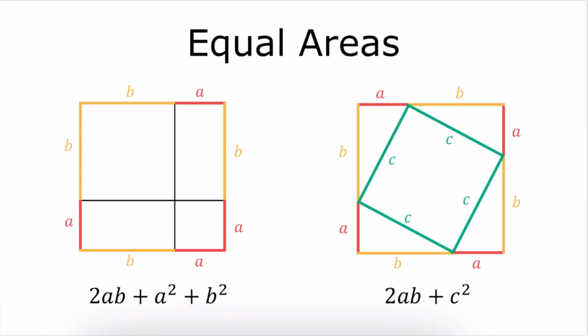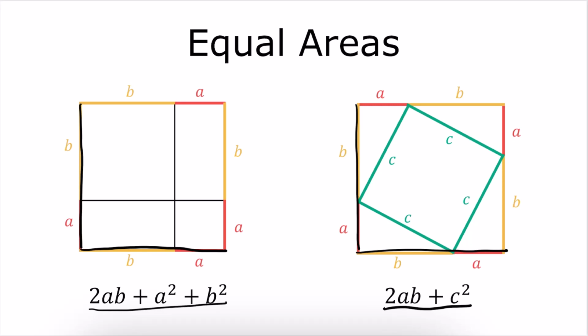And if we compare these 2 squares, notice that the side lengths of the squares are the exact same. So they both are a plus b, which means that the area of these squares are equal to each other. So in this case, we found the area to be 2 times a times b plus c squared. And in this case, we found the area to be 2 times ab plus a squared plus b squared. And since these areas are equal to each other, that means that these 2 expressions are equal to each other.